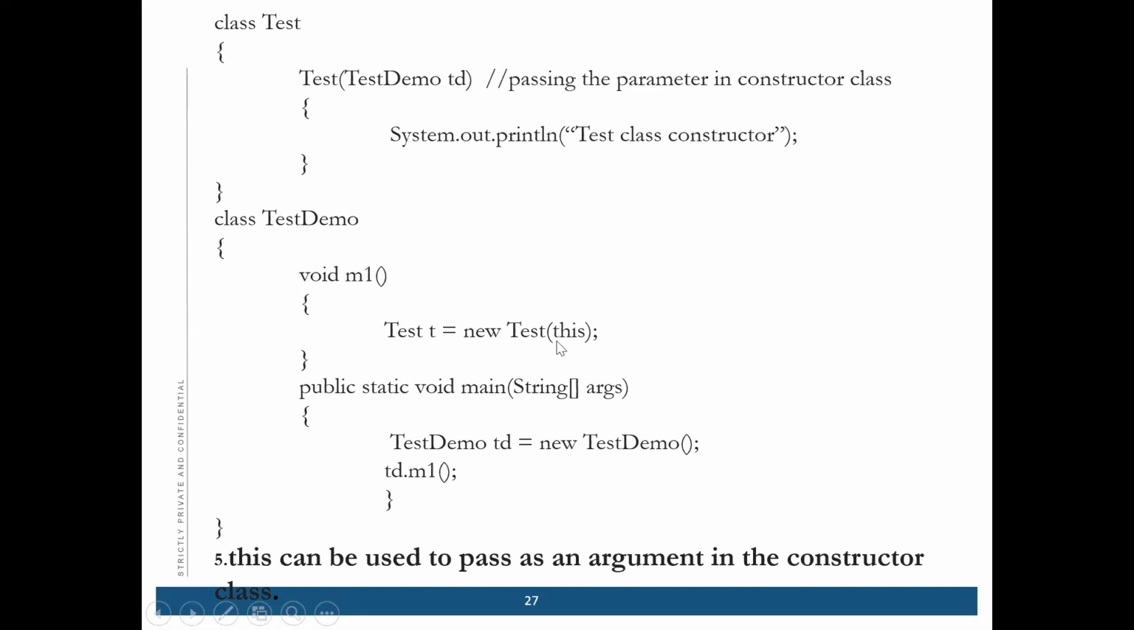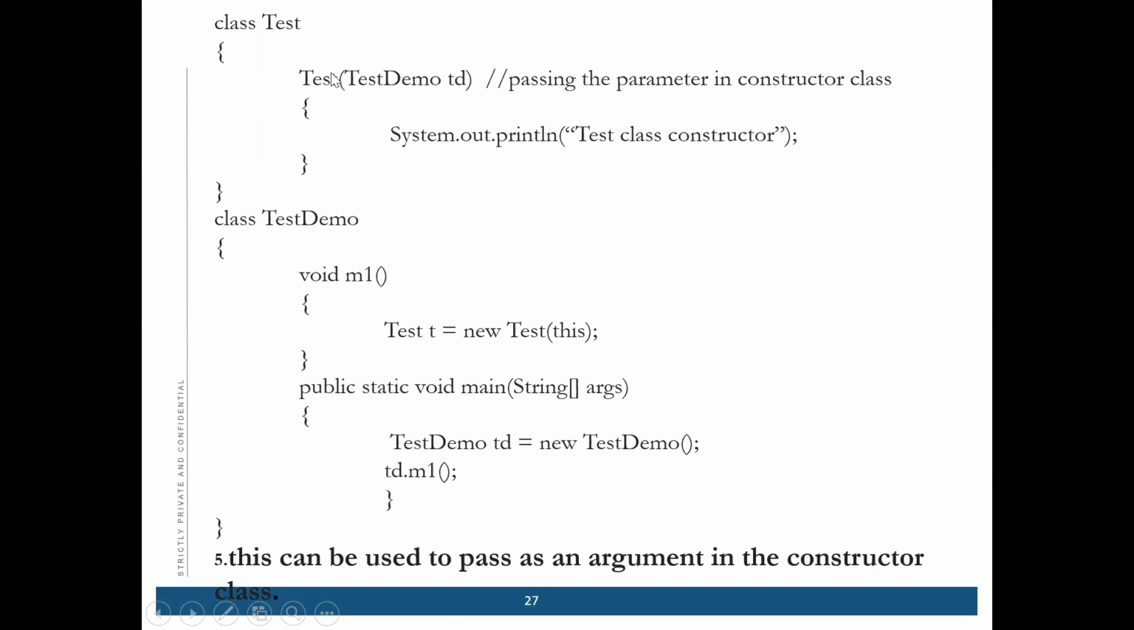Here you are creating an object of this class. So these are two different classes, and we are creating an object of this class. And we are calling this constructor. This can be used to pass as an argument in the constructor class. What is this? This is a constructor class, because it has the same name and it doesn't have any return value. So this is a constructor.